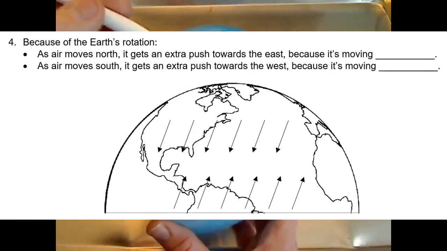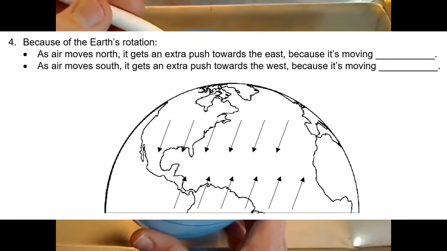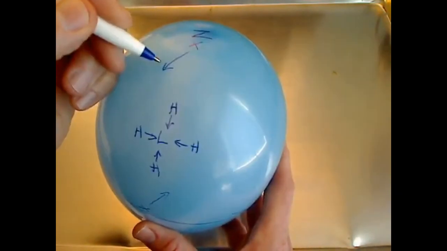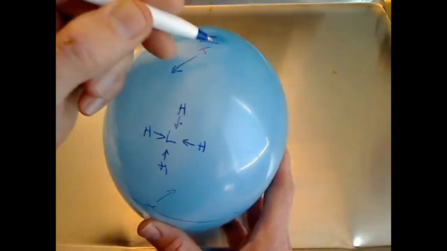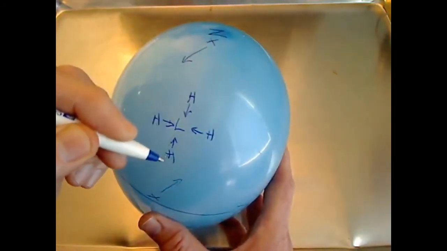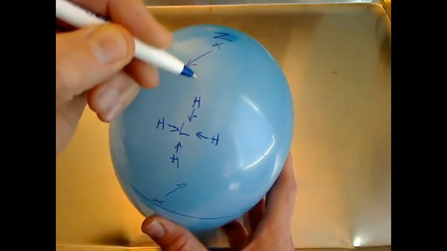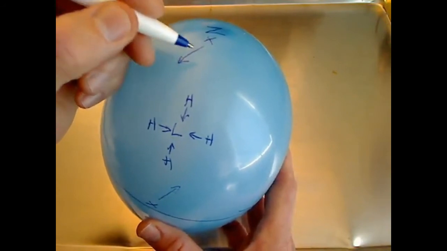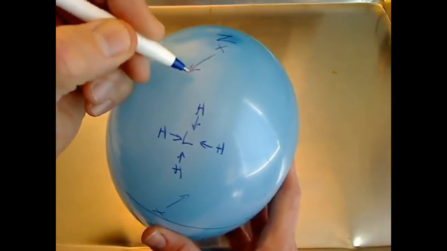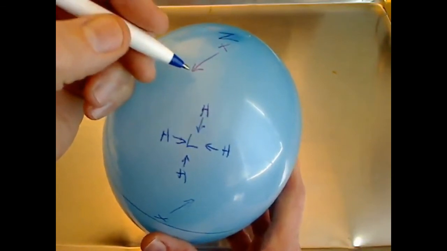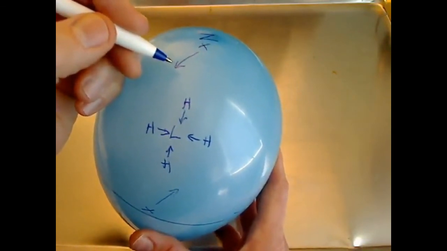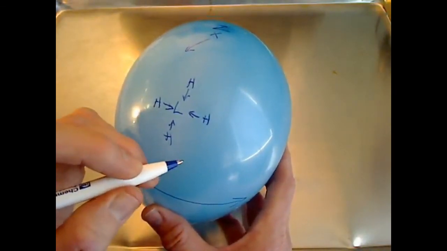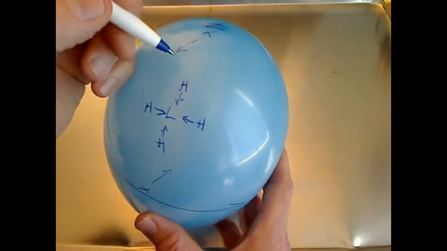Okay, now, as air moves south, it gets an extra push towards the west because it's moving more slowly than all the air down here. See, as we go south, air is moving faster and faster. And as we go north, air is moving slower and slower because of that rotation of the Earth. And so any air moving south is going to be pulled a little to the west because it's moving more slowly than the air that's further south. Okay? So this is what you're going to see there. Air moving north is going to get a bit of a kick to the east. Air moving south is getting a kick to the west.